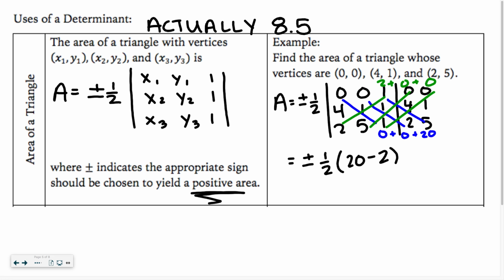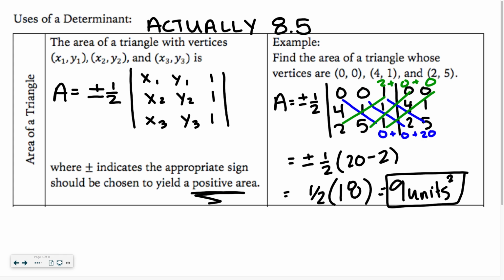Okay, well, what's my determinant? 18, positive 18, right? So when I'm actually doing my area, now I can choose. Will I multiply by positive 1/2 or negative 1/2? Positive. So 9 units squared. Now there is a proof for that where you draw the picture, basically a coordinate plane proof. It's more work than I really want to spend time in class doing, but if you want to Google it or look it up, you can.